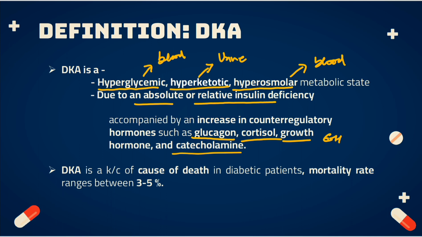When we see the mortality rate in DKA, it ranges between 3 to 5%, and it is one of the known causes of death in a patient of diabetes.